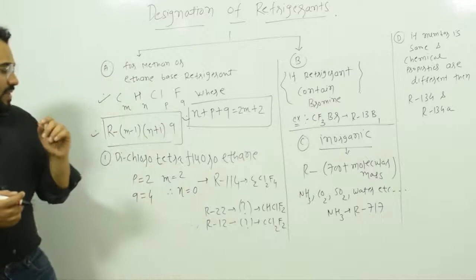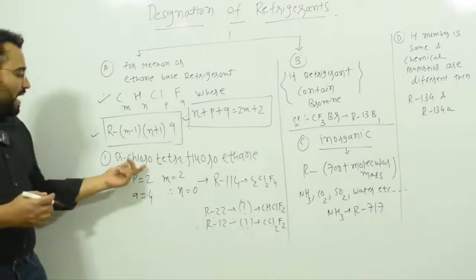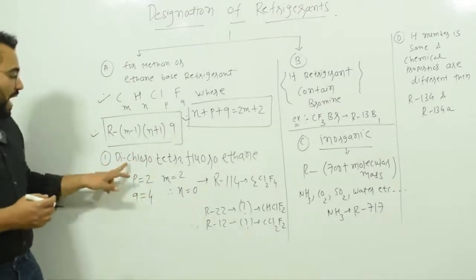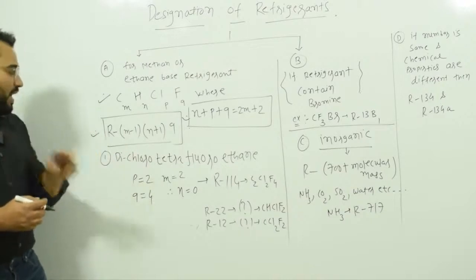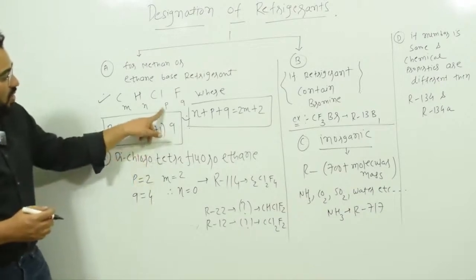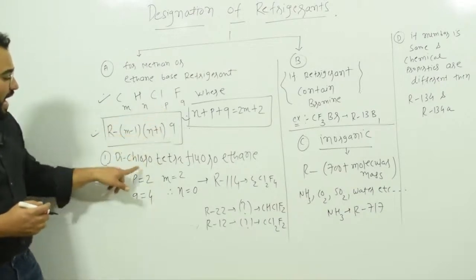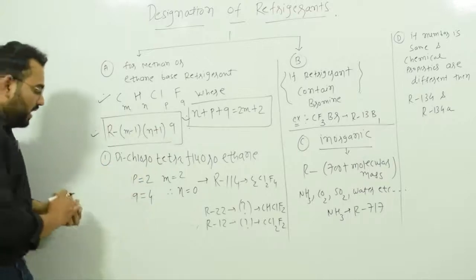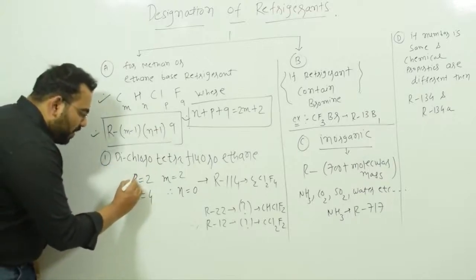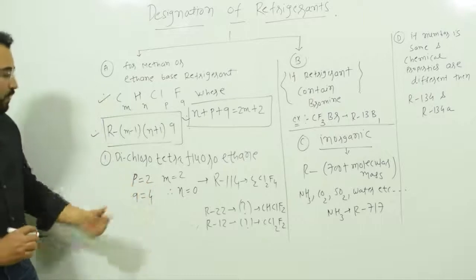Okay, so remember this thing. Here it is written dichloro. Di means 2, so dichloro means there are 2 chlorine atoms. We know that P shows the number of chlorine atoms. So here dichloro means 2 chlorine, so you can see that the value of P is equal to 2.